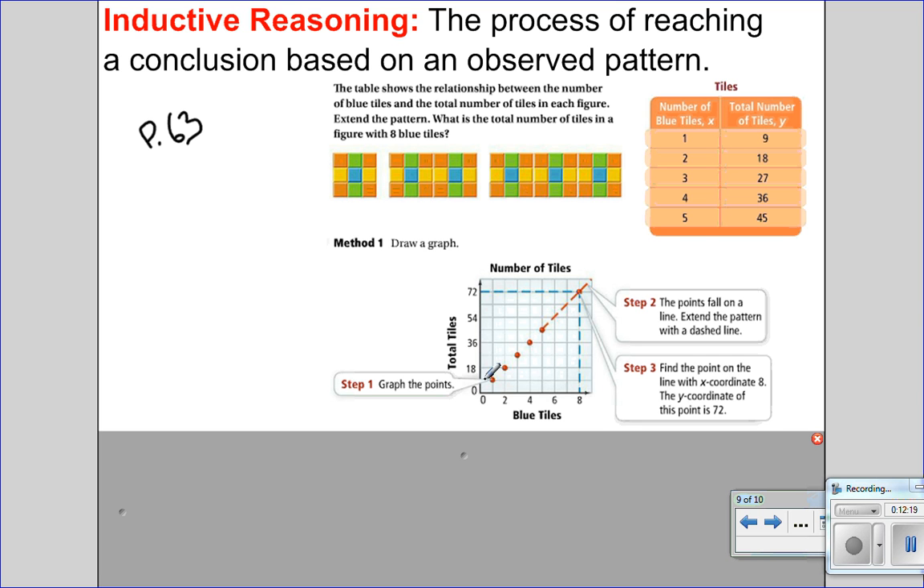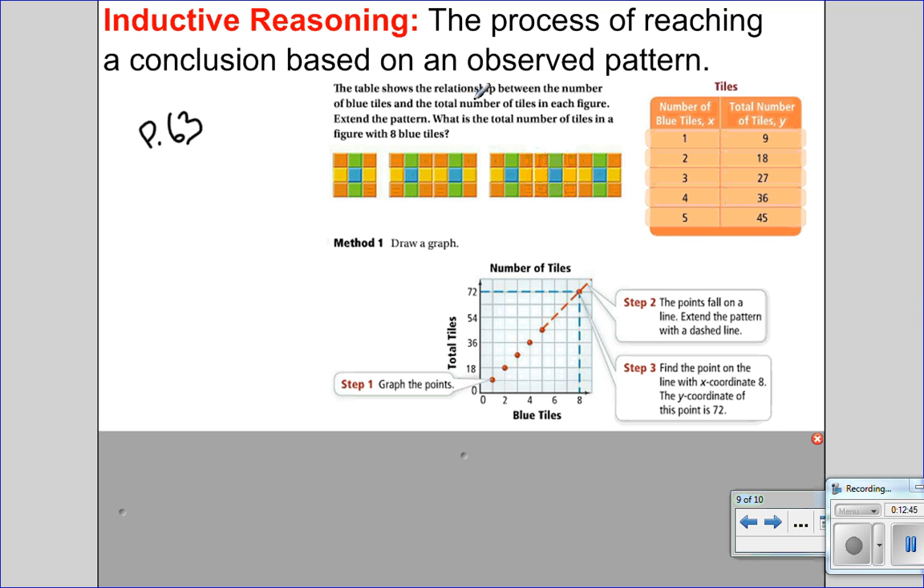So first things first, you want to graph the points. Here's (1, 9). Notice how these are going by intervals of 9: 9, 18, 27, 36, 45, 54, 63, 72. And these are going by ones: 1, 2, 3, 4, 5, 6. So (1, 9), (2, 18), (3, 27), and they continue the pattern.